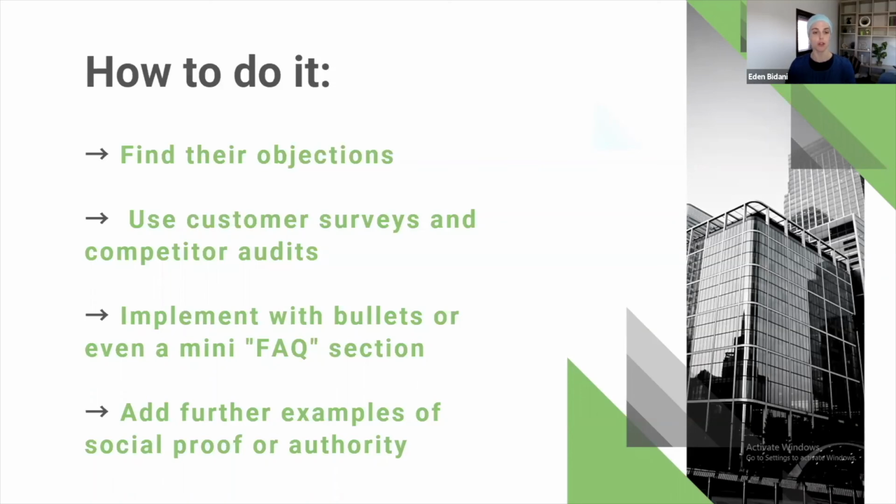So if your product though is new or is more similar to a competitor in the market, you can also do a SWOT analysis or competitor audit to dig down deep and find what those barriers are. Now to implement this, I would recommend doing so in the bullet feature section of your product description, or even devoting a separate mini FAQ, frequently asked questions section, if space allows it. Here is also a good place to include further examples of social proof or authority to help verify to the audience that what you're saying is actually true.